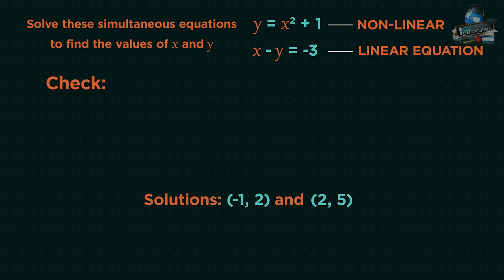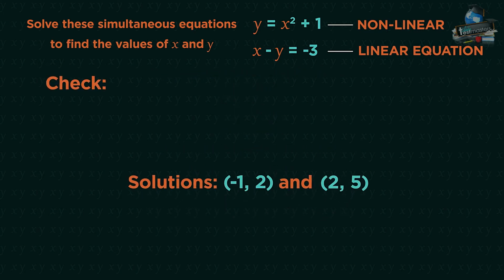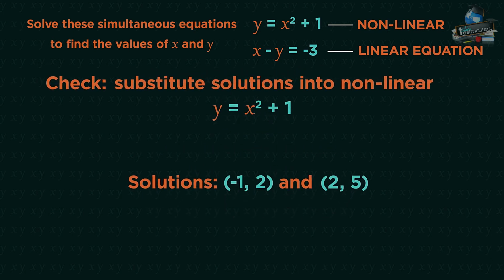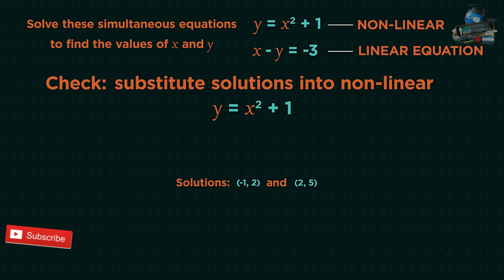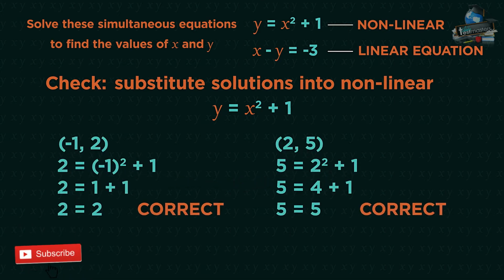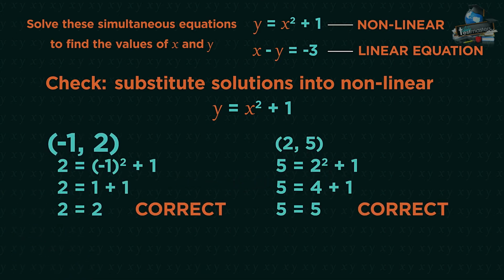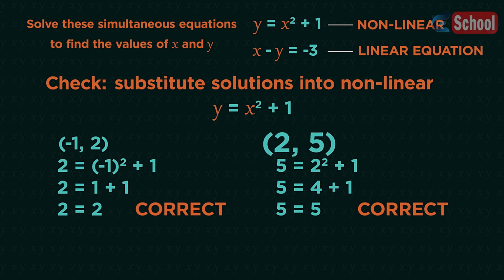As always with maths, we should double check our answers. Substitute the solutions -1, 2 and 2, 5 into the non-linear equation. For -1, 2 equals -1 squared plus 1. 2 equals 2, which is correct. And the same for 2, 5.